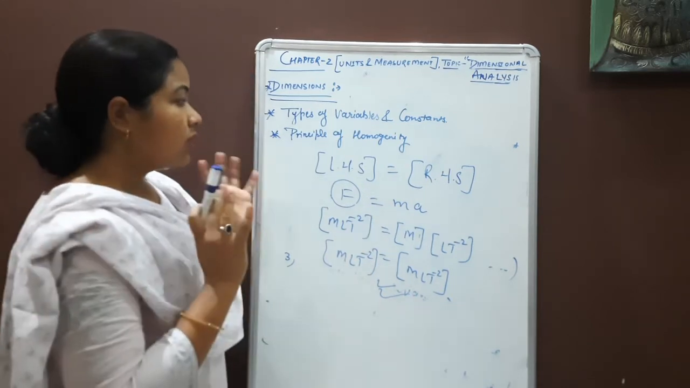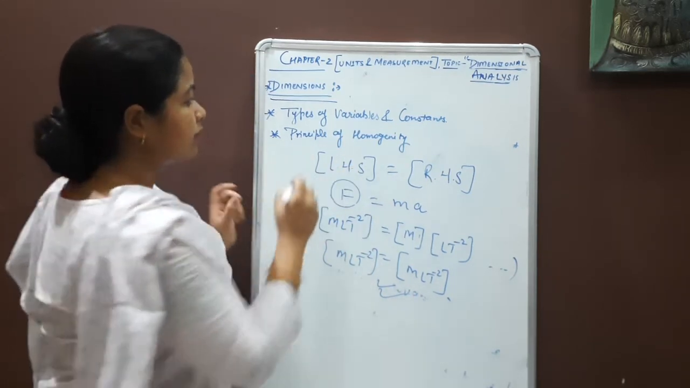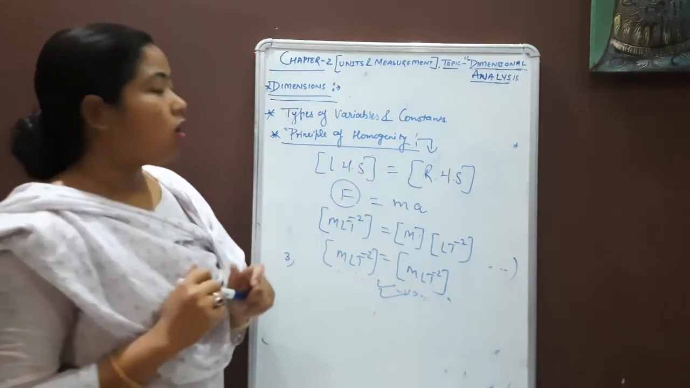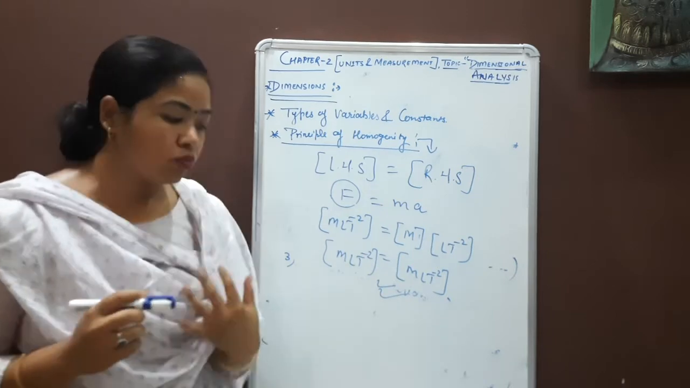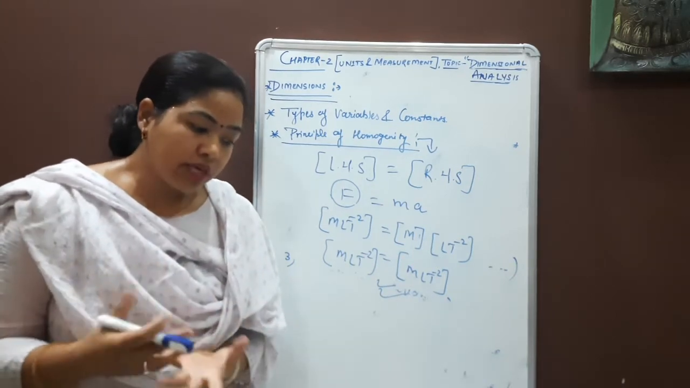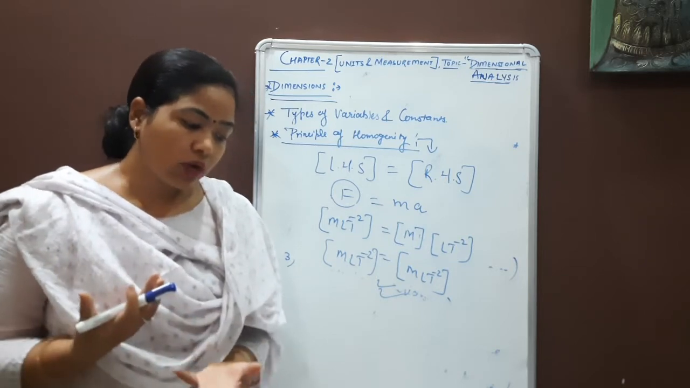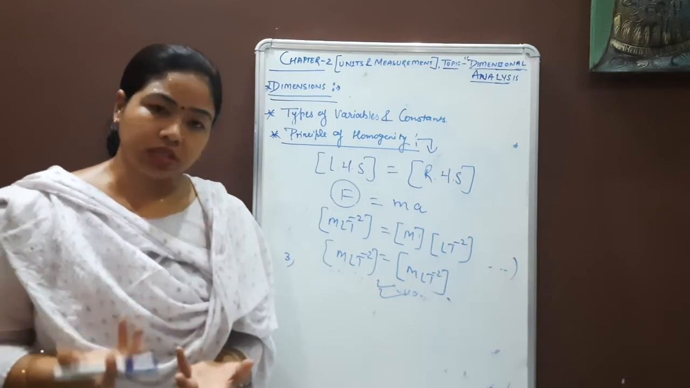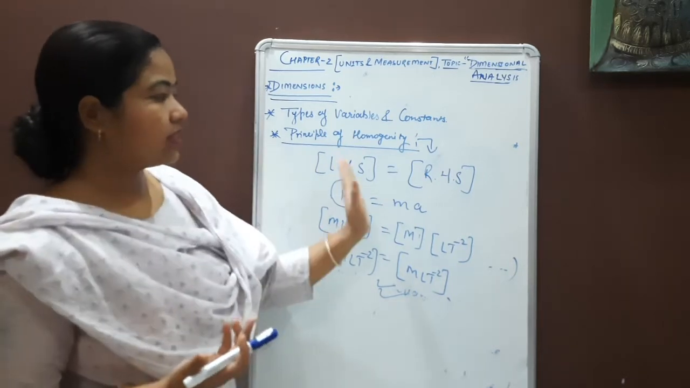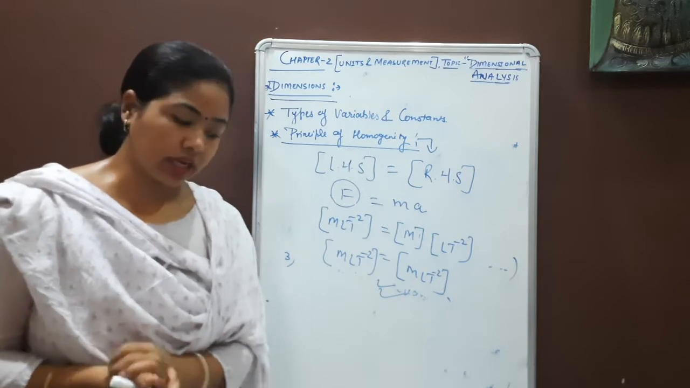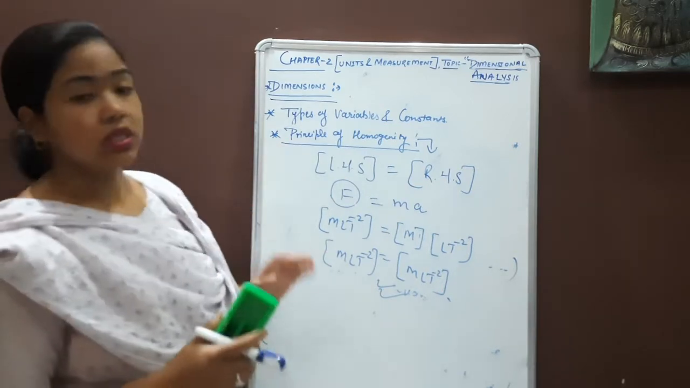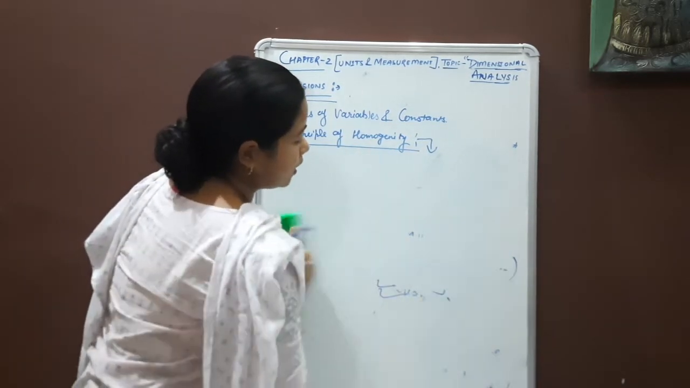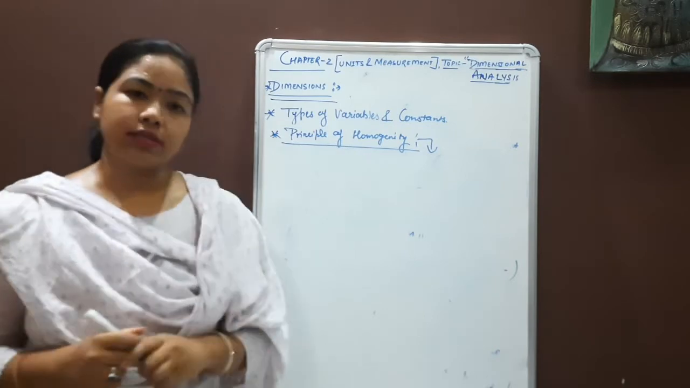So this is all about the principle of homogeneity. One more time, we are just recalling the rule or the principle. The principle of homogeneity tells us that the dimensions of the fundamental quantities on the two sides of a physical relation must be the same. Right? So the left hand side should be equal to the right hand side. So this is the principle of homogeneity, and the third topic is related to dimensional analysis.